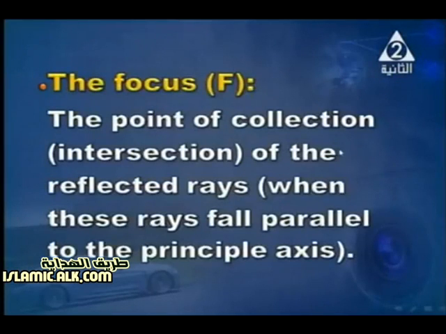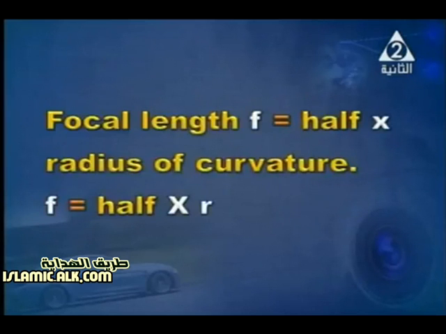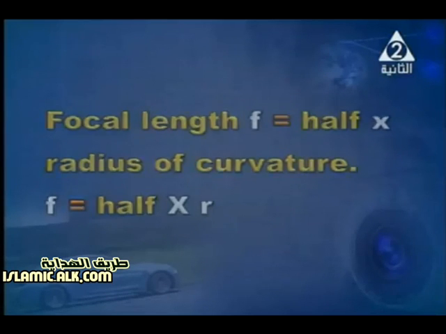The focus. The focus is the point of collection or intersection of the reflected rays when these rays fall parallel to the principal axis. The focal length is the distance between the focus and the pole of the mirror. The focal length equals half the radius of curvature.